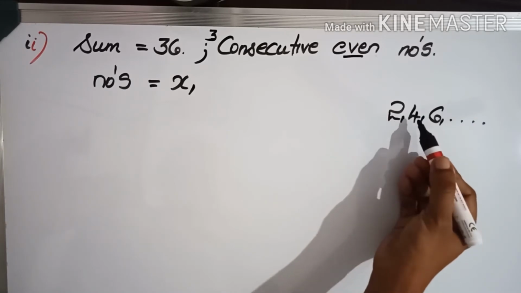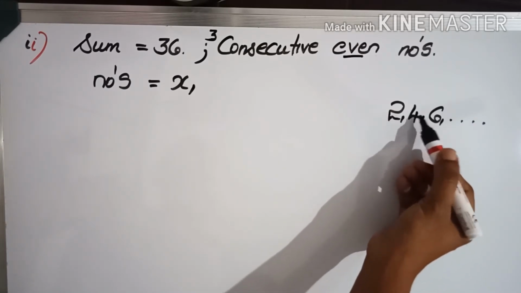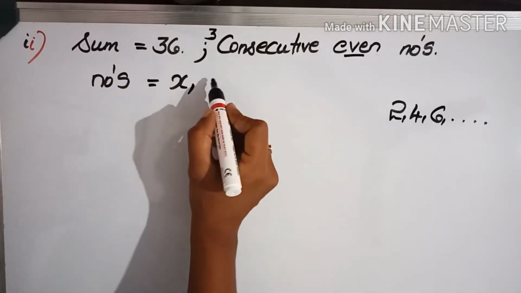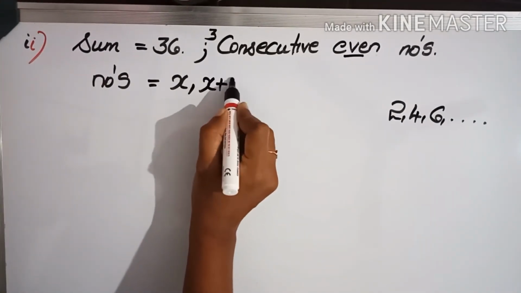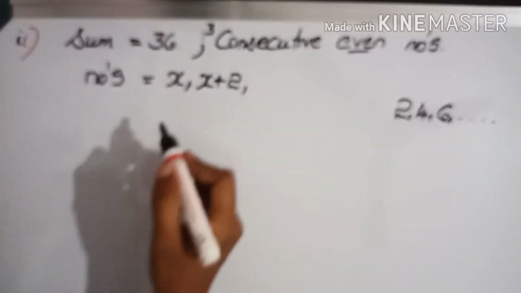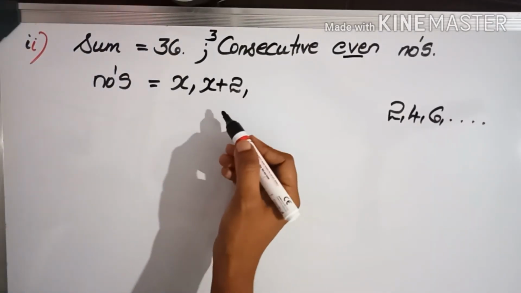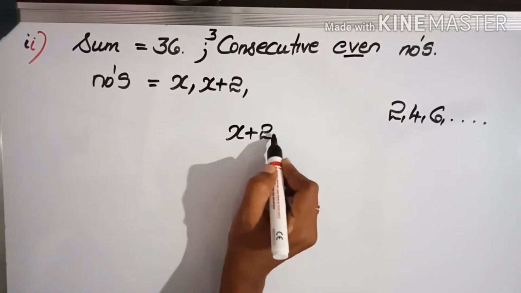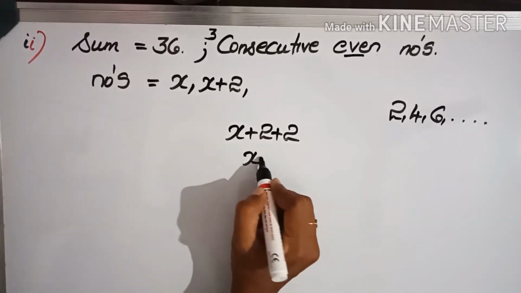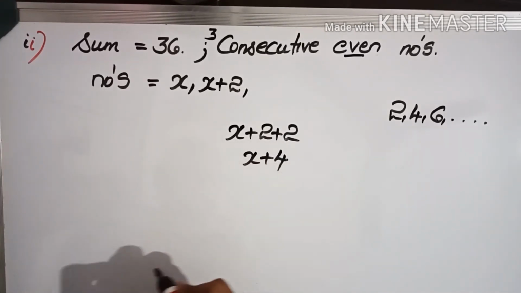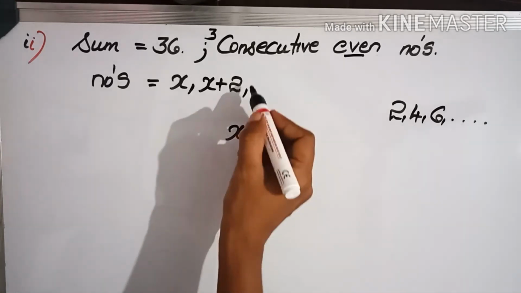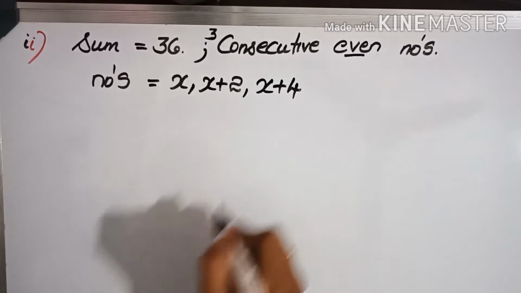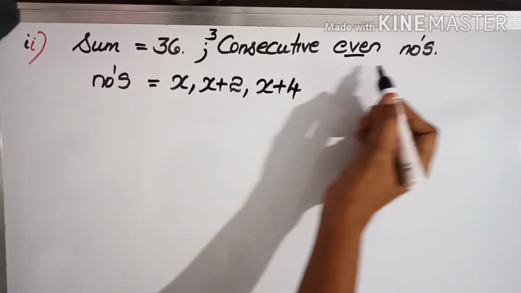First number 2, next number will be 2 plus 2, 4. Then 4 plus 2, 6, like that. So if the first number is x, the next number will be x plus 2. x can be any number. Now the next number will be x plus 2 plus 2, that is x plus 4. So these three are the consecutive even numbers.